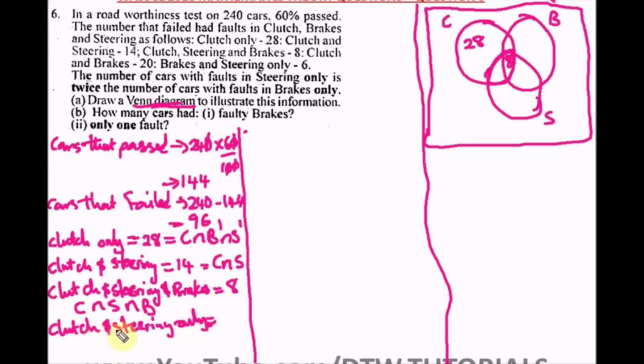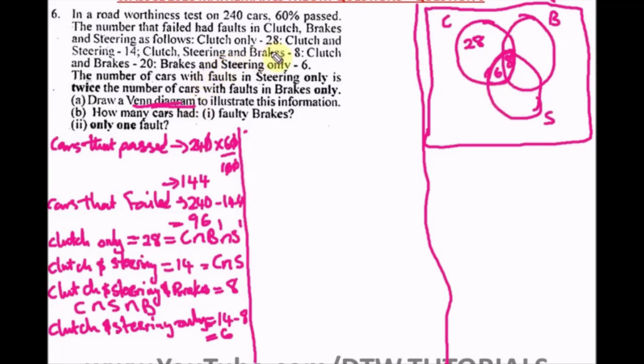All right, so clutch and steering only, which is this part, will be 14 minus 8. Since I told you that all this place is 14, to get only here it will be 14 minus 8. And what is 14 minus 8? This will give us 6. So clutch and steering only will be 6, where 6 plus 8 is 14, which is clutch intersection steering. Okay, we will soon complete our Venn diagram.